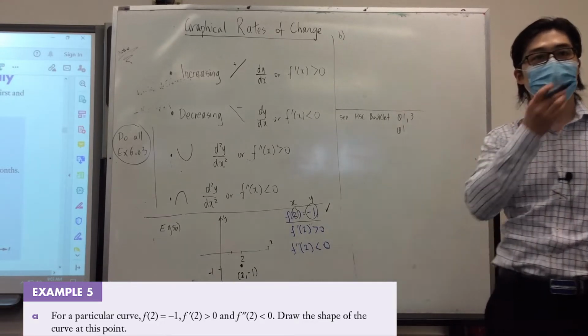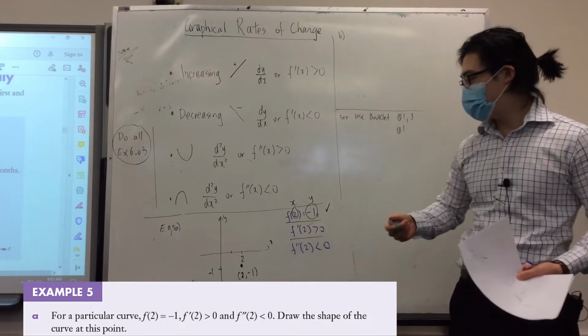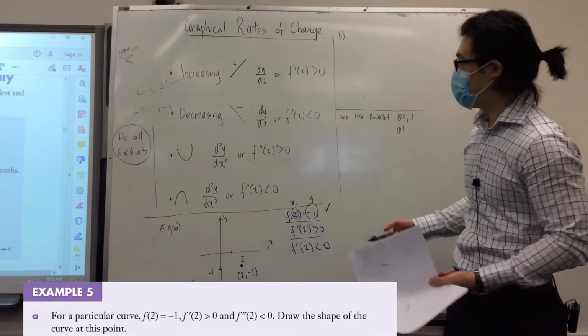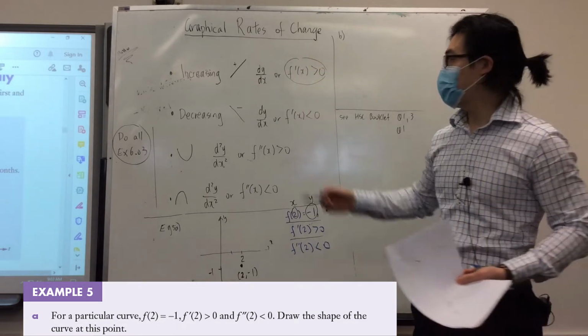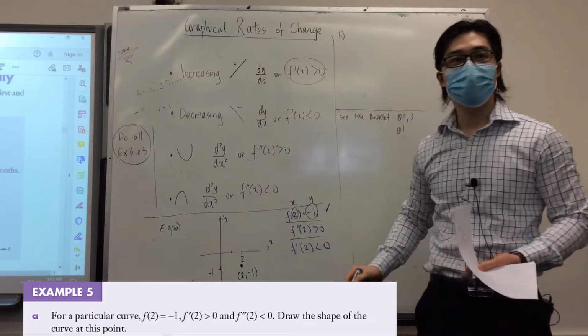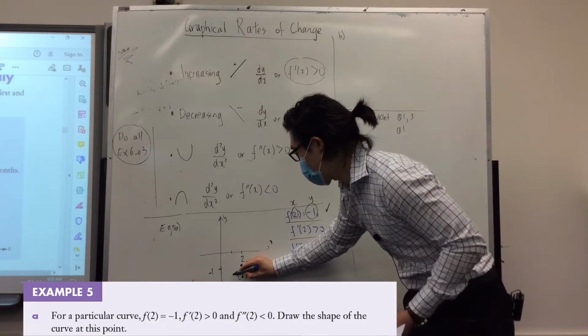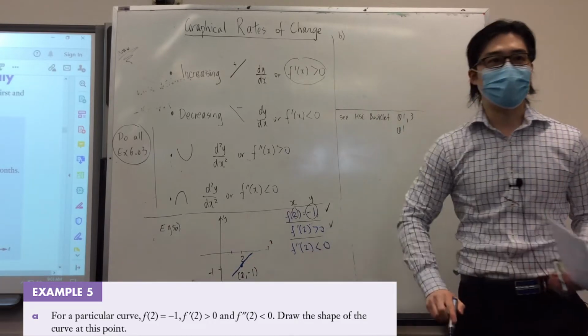Now we have to label the other two facts. At that point, girls, it says f dash 2 is bigger than 0. So if you have a look, f dash x, if it's bigger than 0, that means at that point it's increasing. So what I'm going to do is draw a positive gradient line at that point, like this. Okay, so that's my second point done.